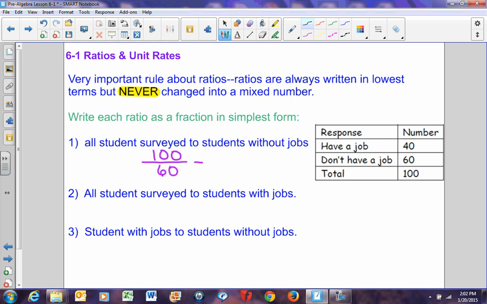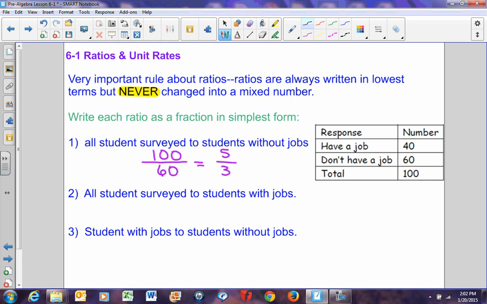This is an improper fraction. Again, we will not change it to a mixed number, but we will reduce it. Okay? I know this will reduce by 20. 20 goes into 100 5 times. 20 goes into 60 3 times. So there's a 5-to-3 ratio. For every 5 students surveyed, 3 did not have a job. That's what this means. That's what a ratio means. You understand the common bond behind what the number actually stands for.